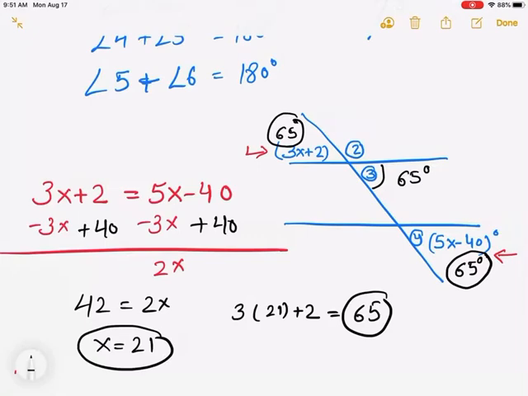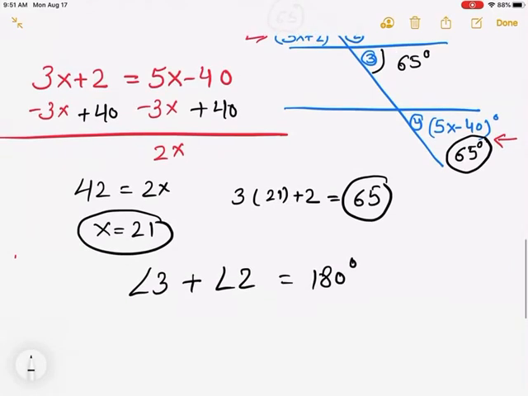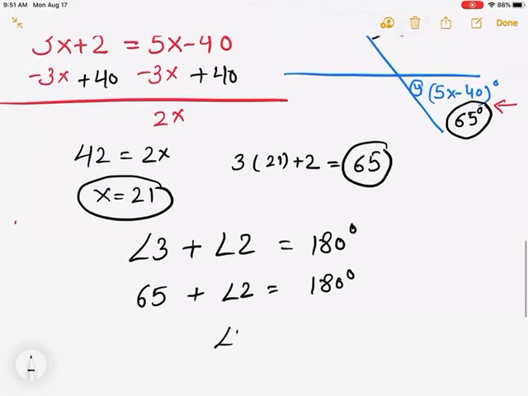Okay, angle 2. So 3 and 2, isn't it? Those angles are consecutive angles, just side by side. So those angles are always supplementary. So I know angle 3 plus angle 2 would be equal to 180 degrees. Since I already know angle 3 is 65 degrees, and angle 2 is still missing, I would just take away 65 both sides, so I know angle 2 would be 105 degrees. Here you go. So that's how we solve for missing angles.